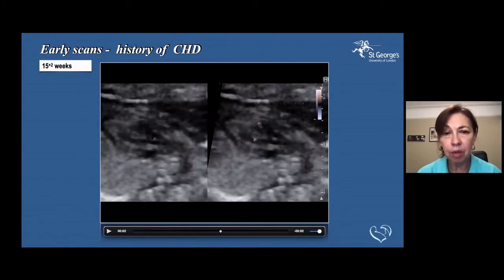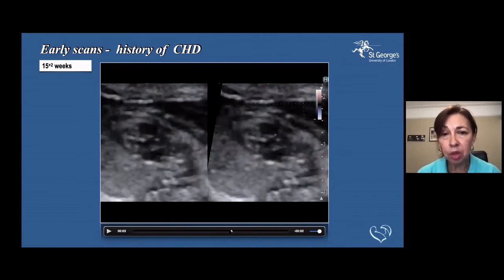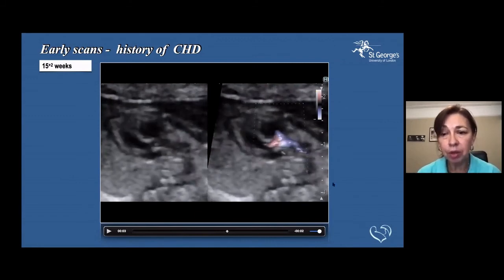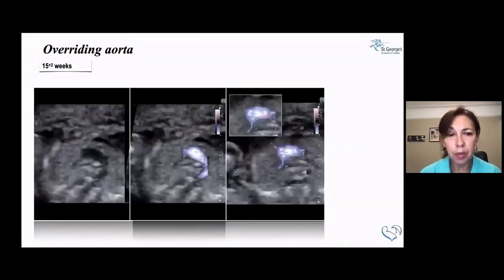That's the semilunar valve, potentially the aorta, but it could be a pulmonary, it could be a trunk. So the color showing here flow from the right and from the left ventricle. This is a bidirectional flow into a vessel that we still need to determine. We can only say it's an overriding vessel, but what is the diagnosis? So we need more details to be able to counsel the family, even at this early stage of pregnancy.